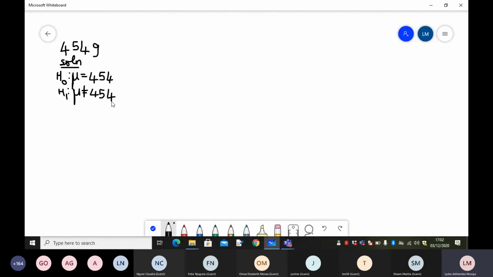So for this example, we've already obtained the null, we already have the alternative, and now we want to classify the hypothesis test. Of course, from what I just stated before, we have not equal to, then we know that it is a two-tailed test. It is a two-tailed test because mu is not equal to 454.